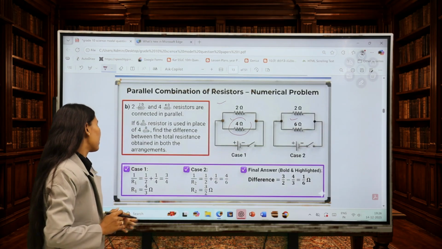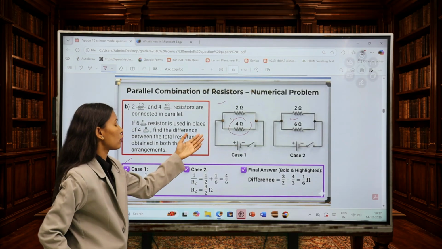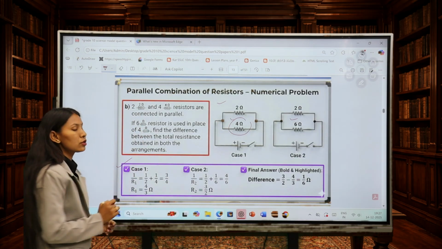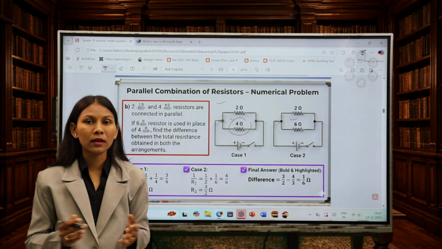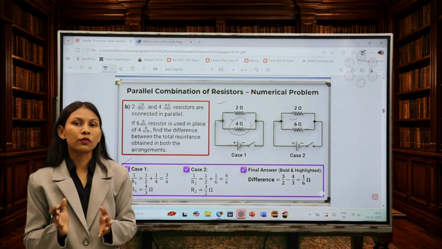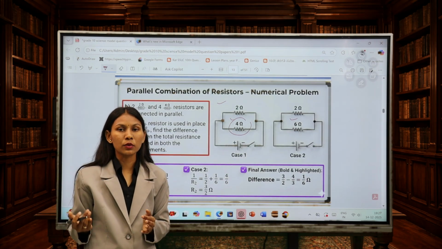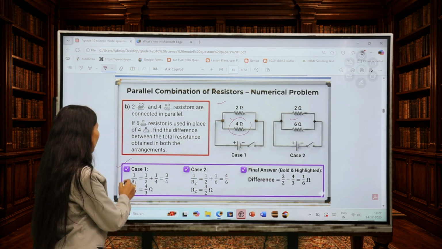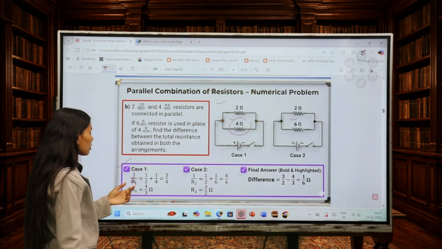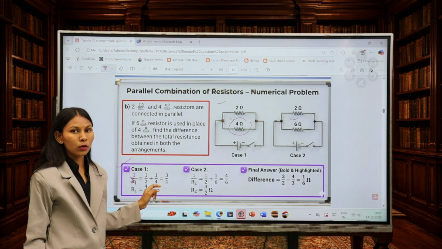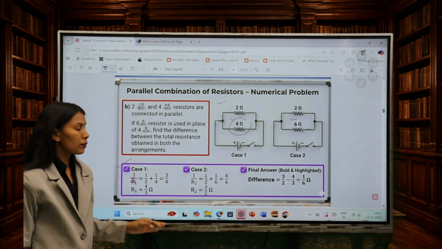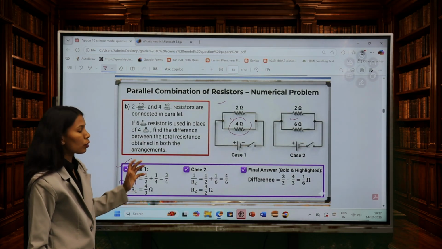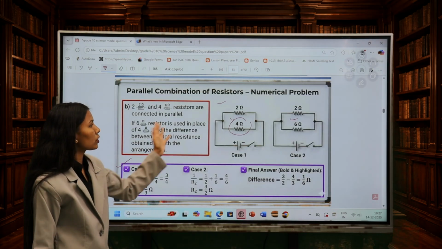Let's see. For case 1, that is a parallel combination of resistors having 2 ohm and 4 ohm, as you all know, for a parallel combination of resistors the formula will be 1 upon R is equal to 1 upon R1 plus 1 upon R2, and so on. For the first case, it will be 1 by 2 plus 1 by 4, totally 3 by 4. Let us take the reciprocal, it will become 4 by 3. Understood?